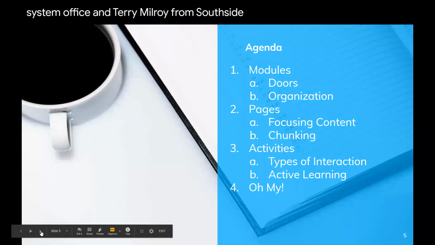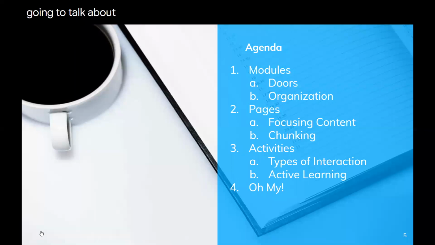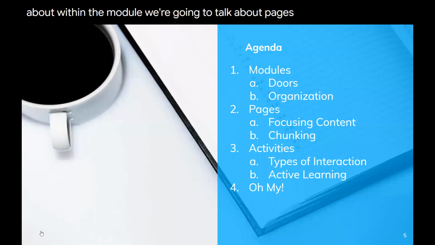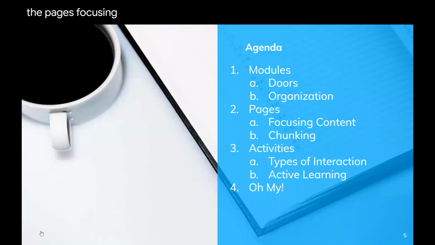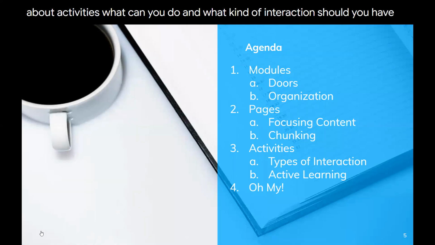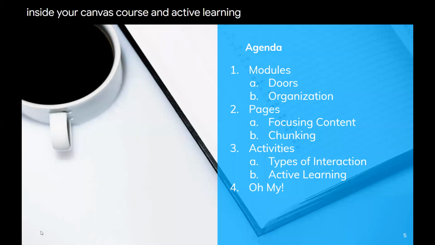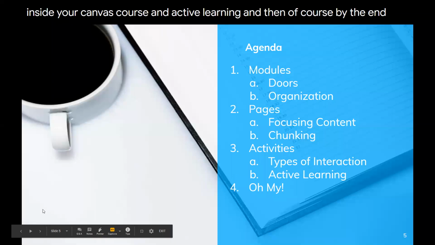So our agenda for this morning, we're going to talk about modules, our doors, and organization. Then within the module, we're going to talk about pages. What do we want on the pages? Focusing content and what exactly is chunking. Then we're going to talk about activities. What can you do and what kind of interaction should you have inside your Canvas course, and active learning. And then of course, by the end, everybody's going to say, oh, ah.